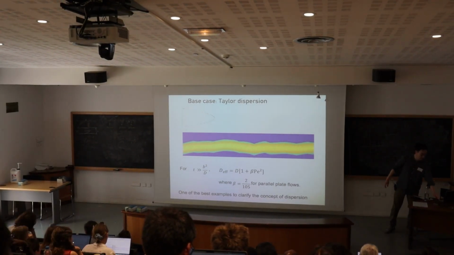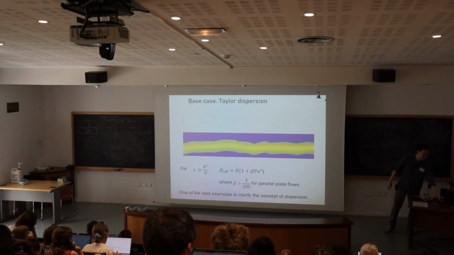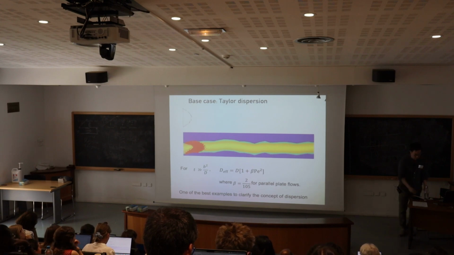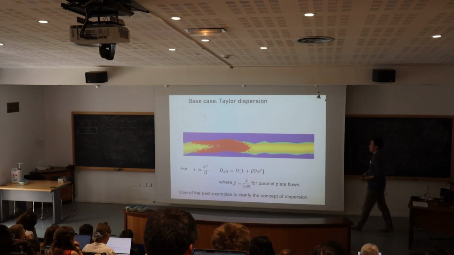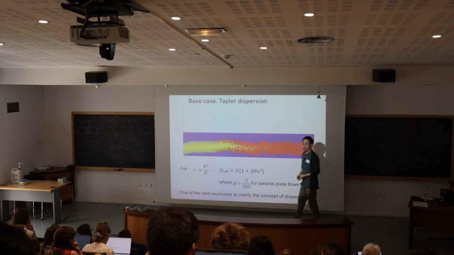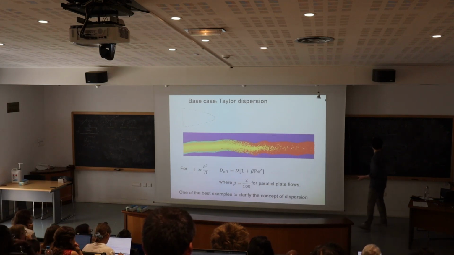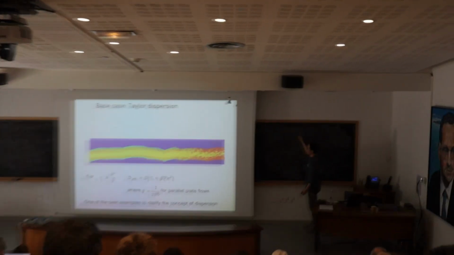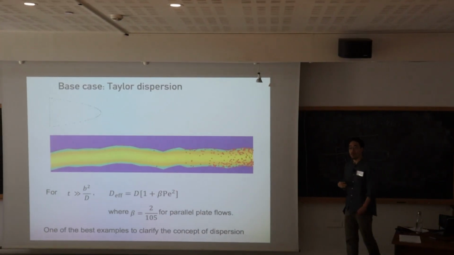So let me clarify, when we say effective dispersion, we want to describe this spreading behavior as a one-dimensional advection dispersion equation, with some effective dispersion. And why is molecular diffusivity not enough?